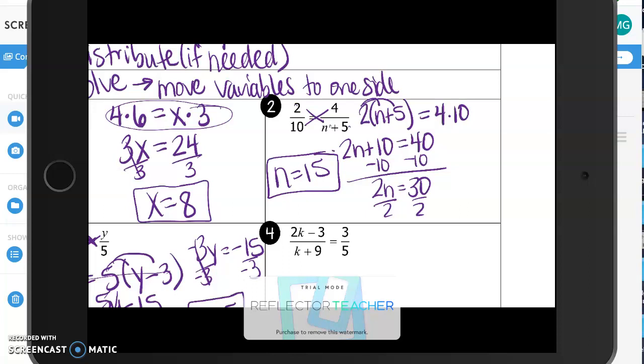So to check your answer, you would need to plug the 15 in for the n. So 4 over 15 plus 5. If you're doing that in your calculator, you need to put the 15 plus 5 in parentheses to see what that decimal would be, and make sure it's the same as 2 over 10, and it would be.